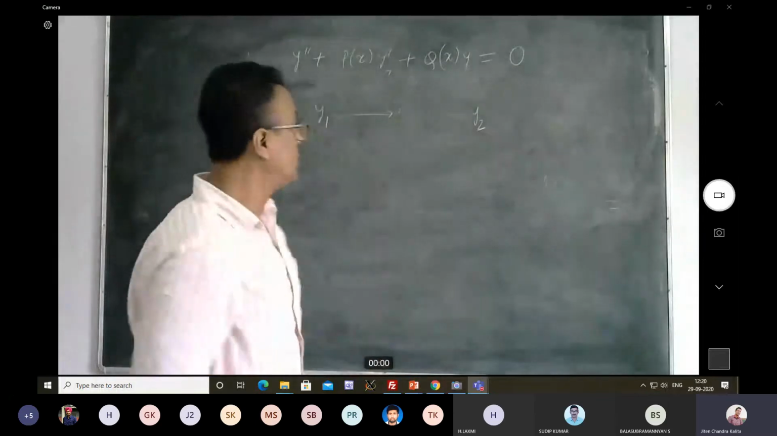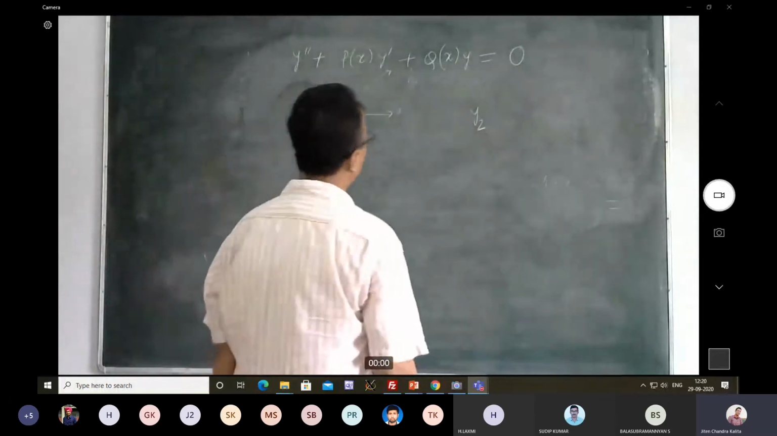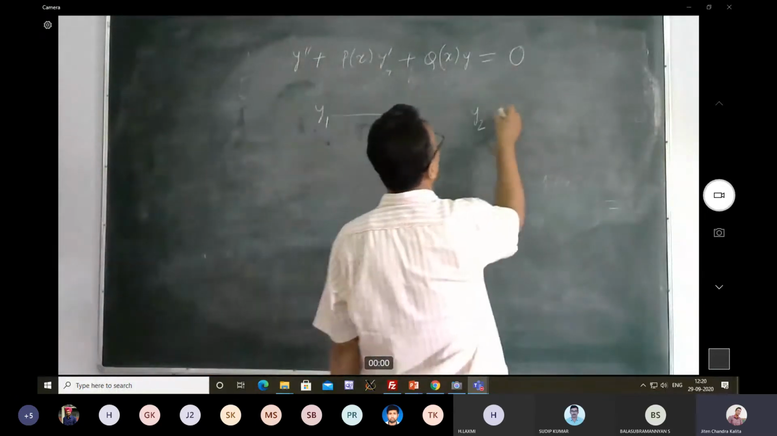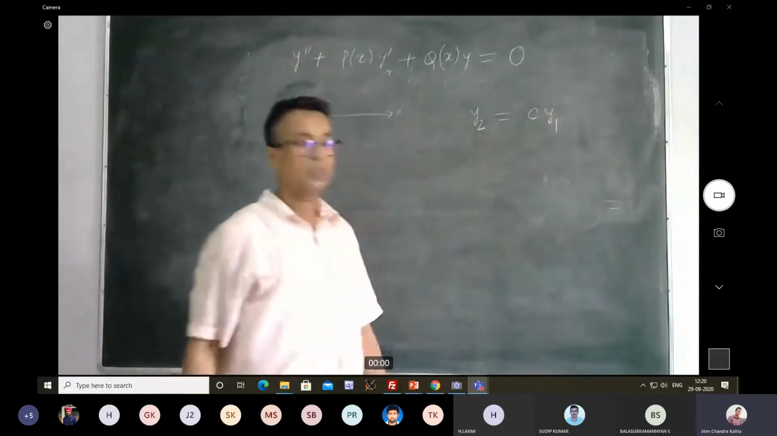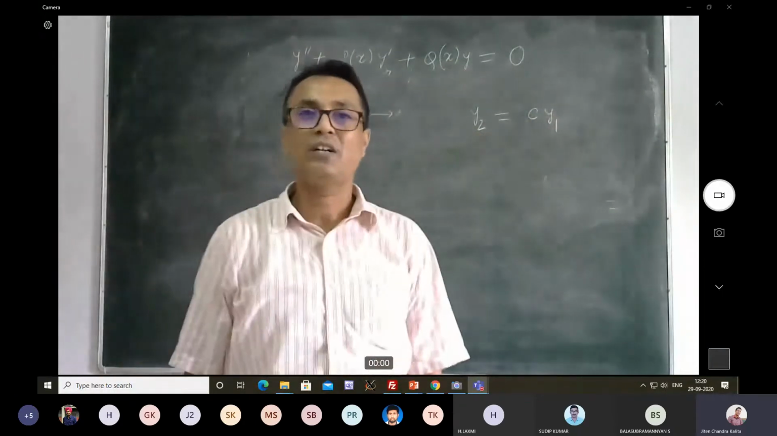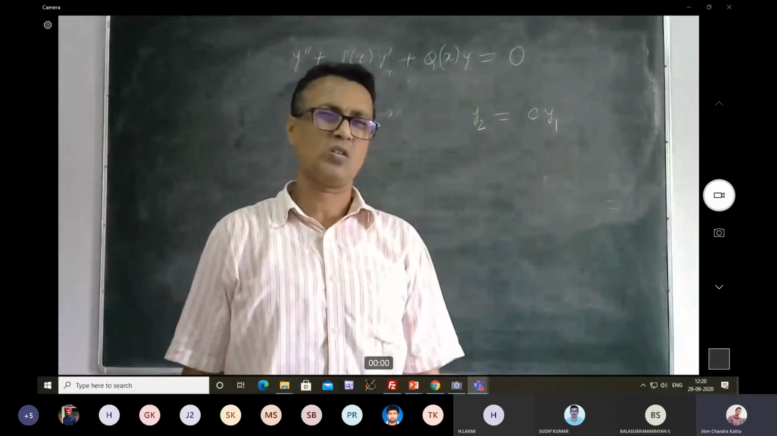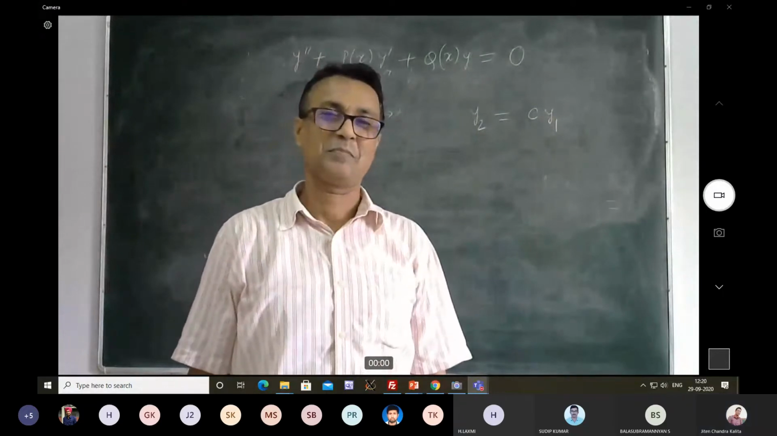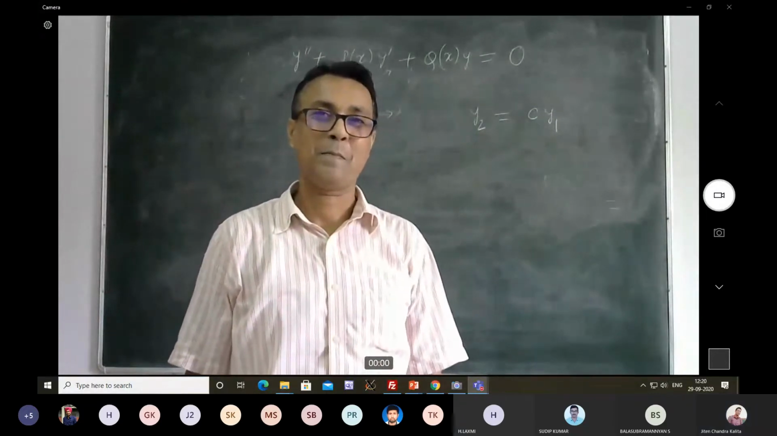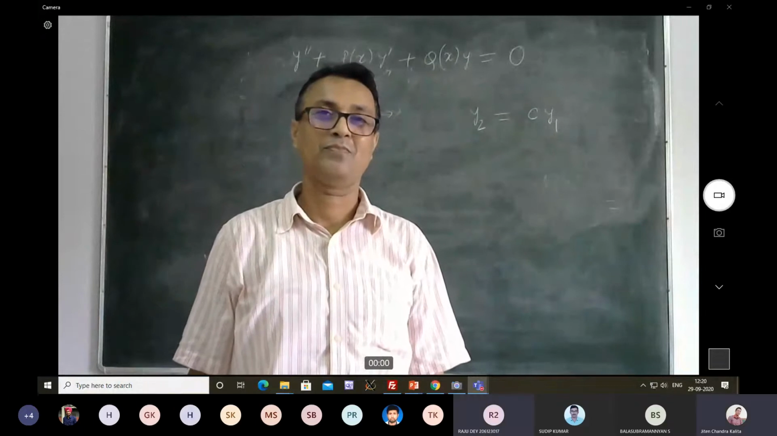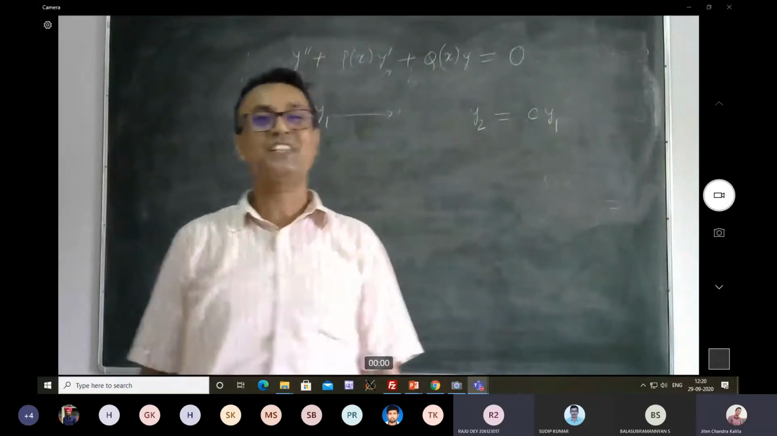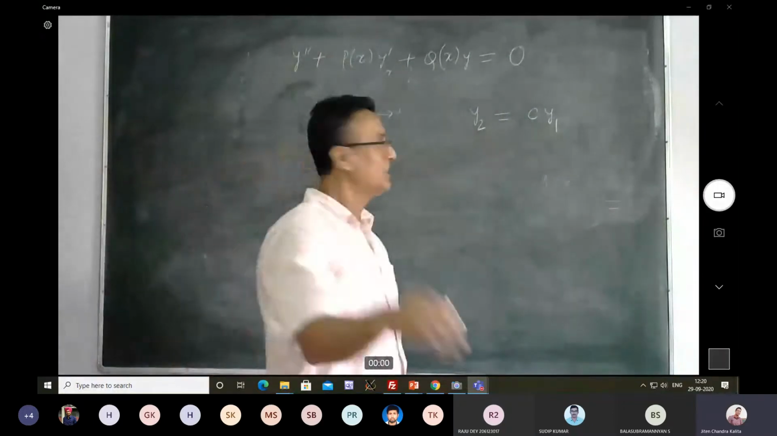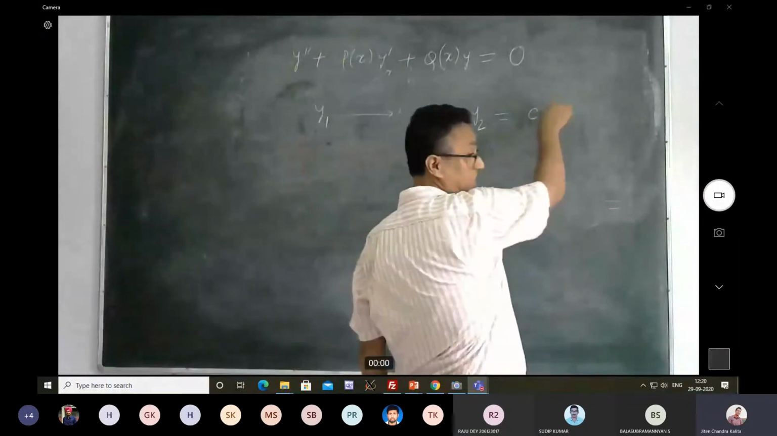Okay, fine. One way I can think about is, let me simply plug in y2 equal to some constant times y1, that is c y1. So is it going to work? No, sir, they are linearly dependent. Yes, then they will be linearly dependent. So I cannot state this one.